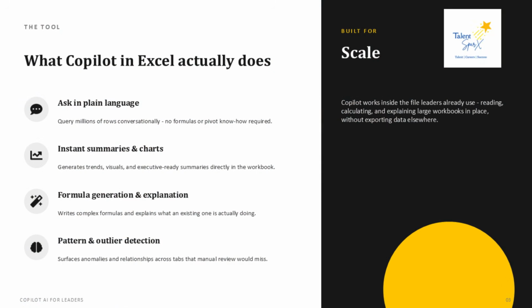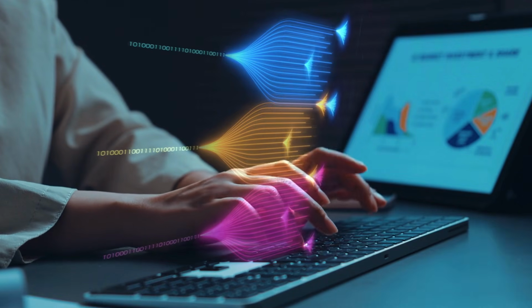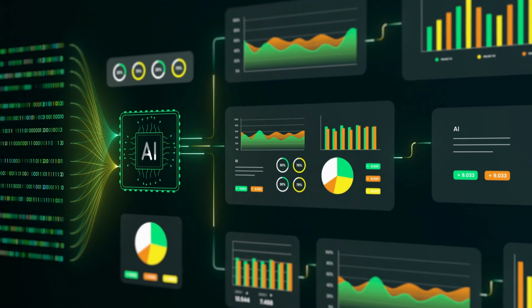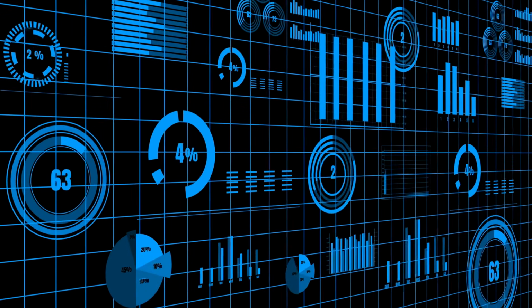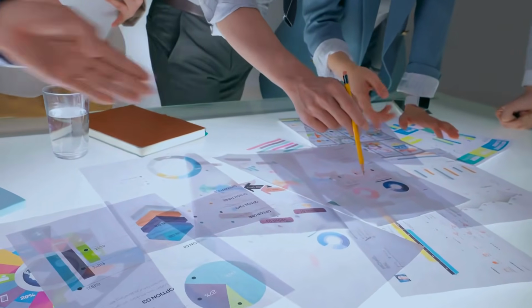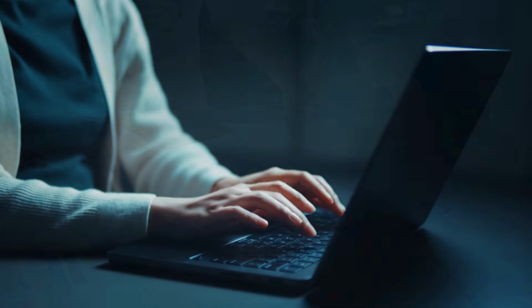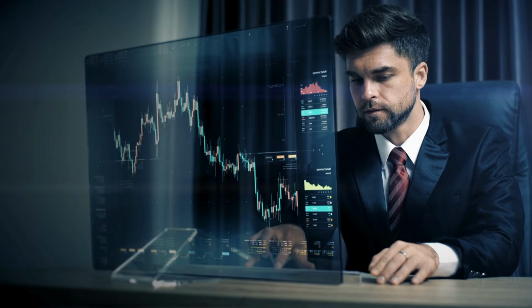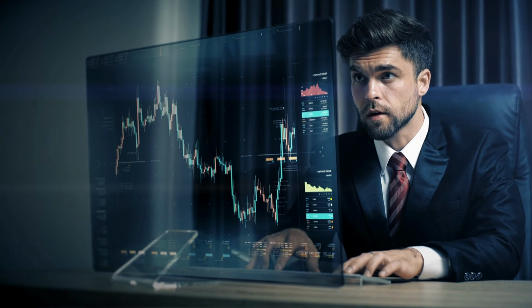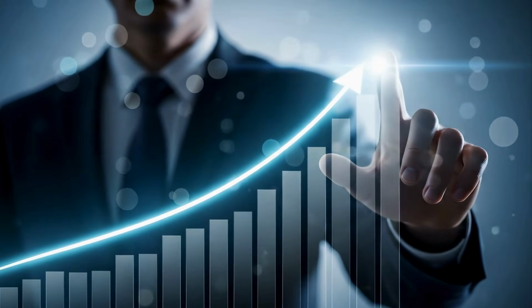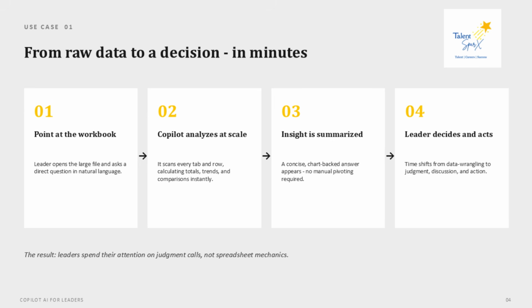Copilot in Excel lets leaders ask questions in plain language and get answers from millions of rows, with no formulas or pivot table knowledge required. It generates instant summaries and charts, writes complex formulas, and can explain what an existing formula is actually doing. It also surfaces patterns and outliers across tabs that a manual review would likely miss. Most importantly, Copilot works inside the file leaders already use, calculating and explaining large workbooks in place, without needing to export data anywhere else. Here is what that looks like in practice.